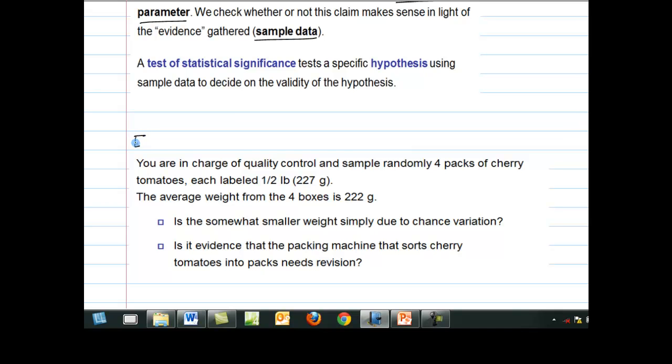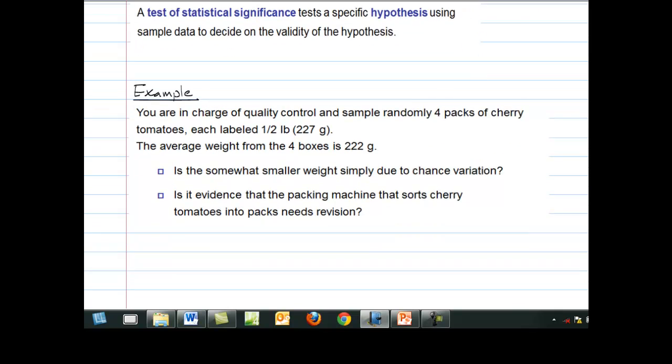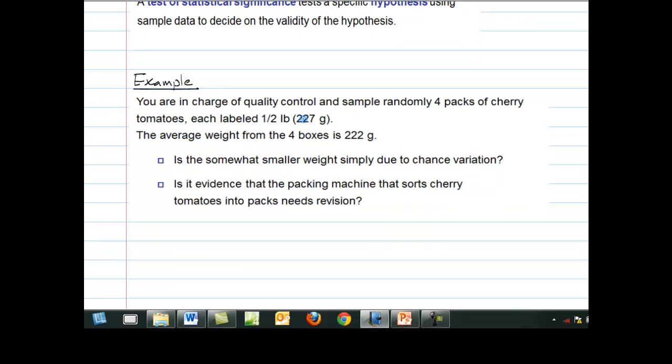Okay, for this example, again, this is kind of setting up why we would want to use hypothesis testing. Reminds me of the grocery store. You are in charge of quality control and sample randomly 4 packs of cherry tomatoes, and each of these have a label of 1/2 pound, which is 227 grams. And what we want to know is, is that label correct? Is our machine filling these tomato packages properly? Now the average weight of the boxes, so again, we have a sample of size 4 here, their average weight is 222 grams. But it's advertised that it should be 227 grams.